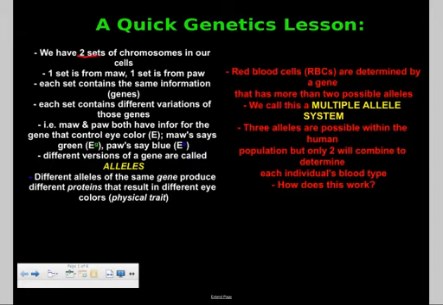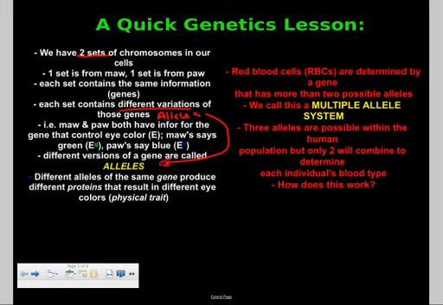We have two sets of chromosomes in our cells. We get one set from mom, one set from dad. And each set contains the same information, so the same genes. We've talked about this, we've done this before. And we know that each set contains different variations of those genes that we've come to know as alleles, okay?